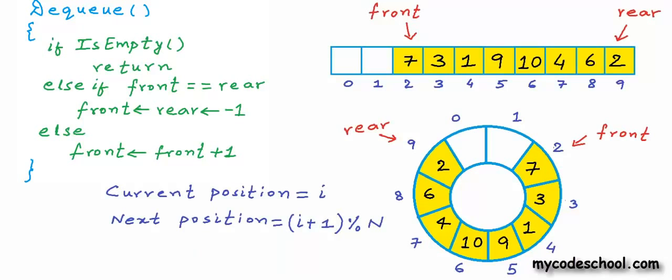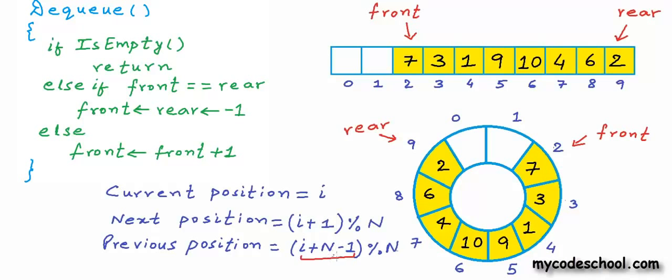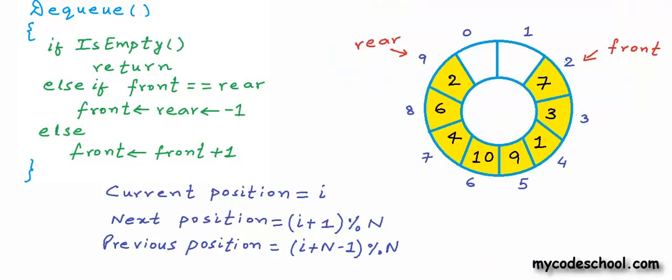The previous position in circular interpretation of the array will be (i + n - 1) modulo n. We could simply say (i - 1) modulo n, but I'm adding n here just to make sure the expression inside the parenthesis is always positive. Give this some thought. You should be able to get why it should be (i + n - 1) modulo n. Now with this interpretation of the array, we can increment rear in an enqueue operation as long as there is any unused cell in the array.